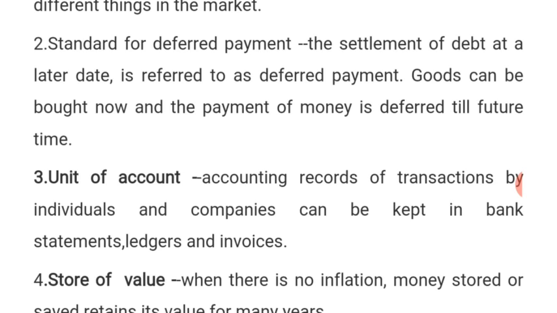Functions performed by money. Another one is unit of account. Money is also used as a unit of account. If money can be used as a unit of account, it's possible for account records of transactions by individuals and companies to be kept in bank statements, ledgers, and invoices. So in our financial statements, we use units of money, figures for money, to represent our information on bank statements, ledgers, and invoices.